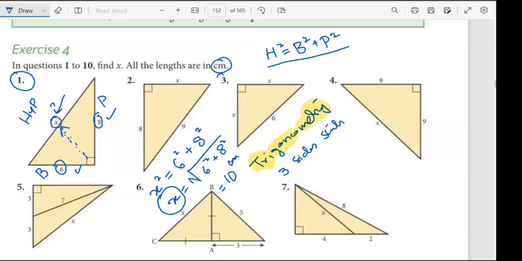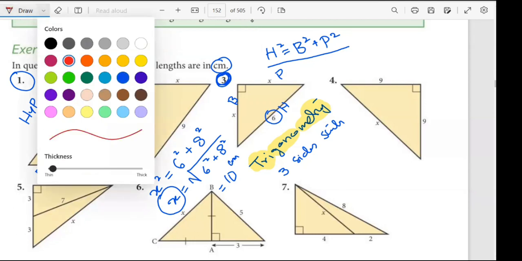Similarly, you can see in question number 3, what is the hypotenuse? Yes, Zainab. What is the hypotenuse in this case? Question number 3. The hypotenuse is 6. And here you can say this one is perpendicular, this one is base. And again, there will be no problem if you exchange the names of perpendicular and base. What will be the answer?